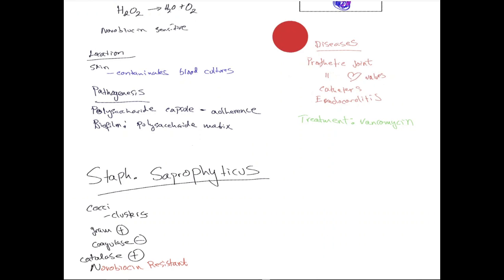All right. Now, Staph saprophyticus is the second most common cause of UTIs in females, right? So it's second most common cause of UTIs, right? Second only to E. coli, of course.